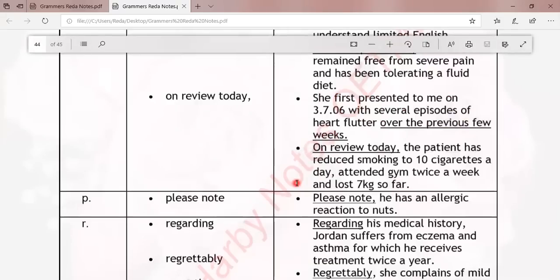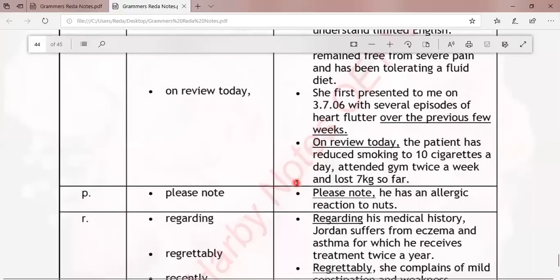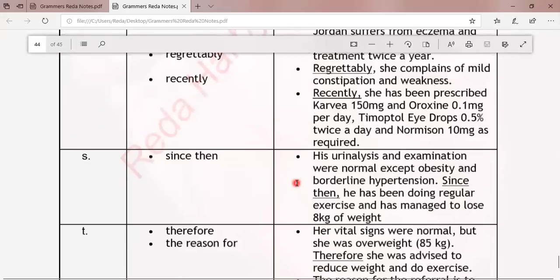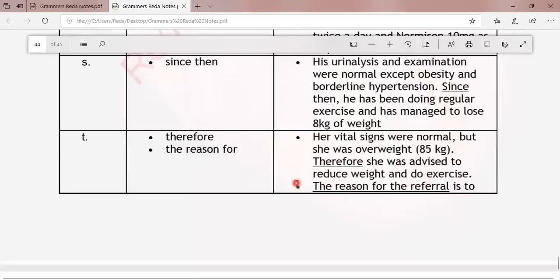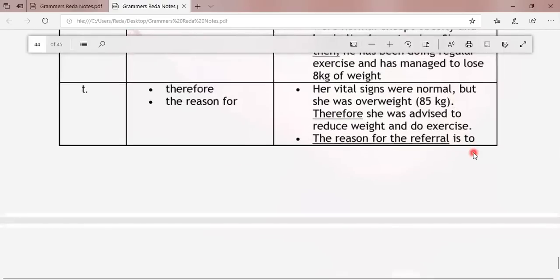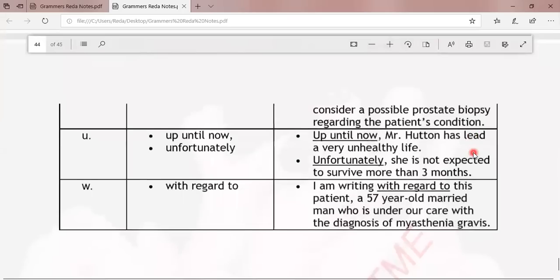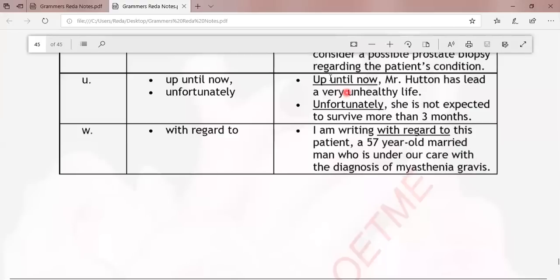Please note, comma, regrettably, recently, since then, for this reason, or the reason for referral is to. Very nice. Who said it is wrong? No one. Up until now, unfortunately, with regard to, I'm writing with regard to, thank you for, or with regard to.